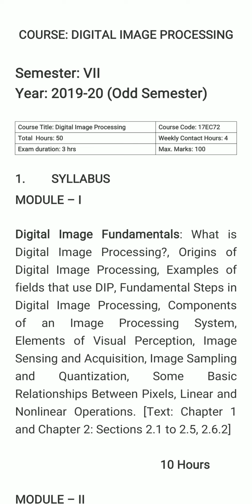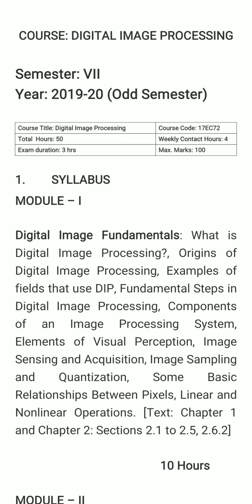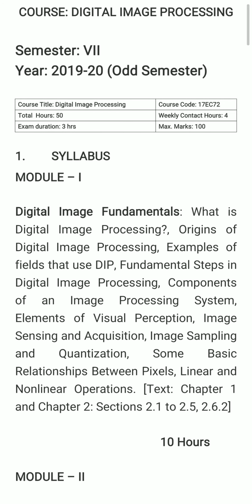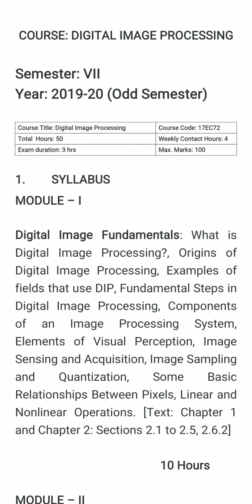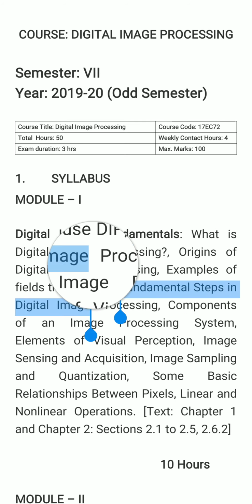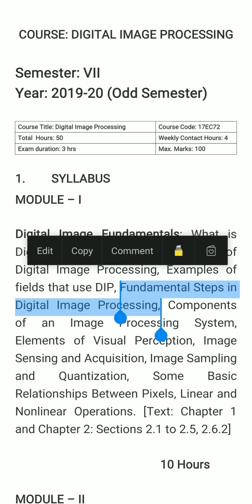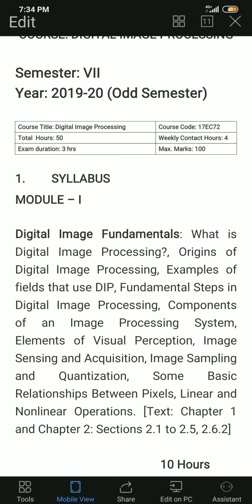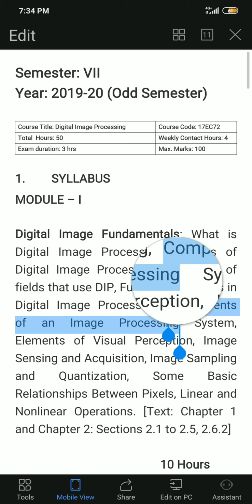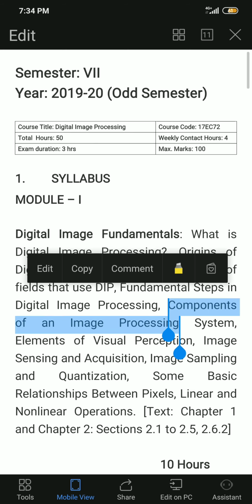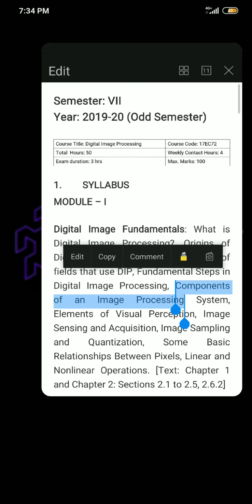Hello students. Before proceeding with the discussion of today's topic, let us glance quickly at the syllabus of digital image processing. We have finished the introductory concepts of digital image processing. Next, in the previous discussion, we discussed the fundamental steps in digital image processing. This is what happened in our previous discussion. And in today's discussion, we are going to continue with the topic components of image processing. Let us move to the presentation.